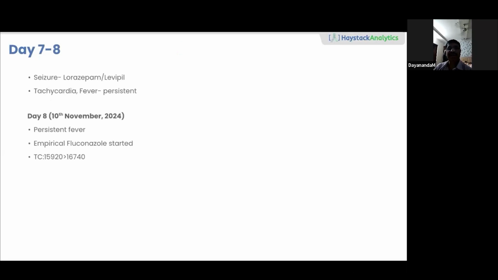So she had a doubtful seizure on one of the nights. So she was given injection lorazepam and Levipil. Tachycardia and fever still persistent. On day 8, with persistent fever, empirical fluconazole was started before the caspofungin. So you saw that day 10 and 11, we started caspofungin. Before that, fluconazole was empirically started.